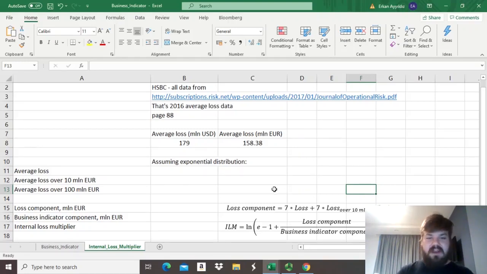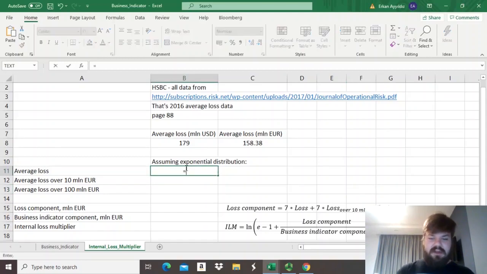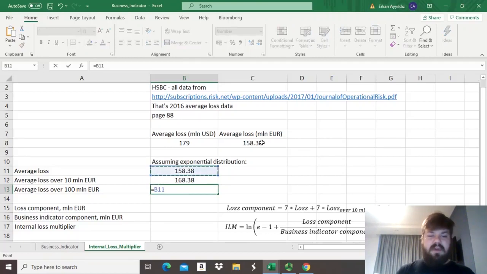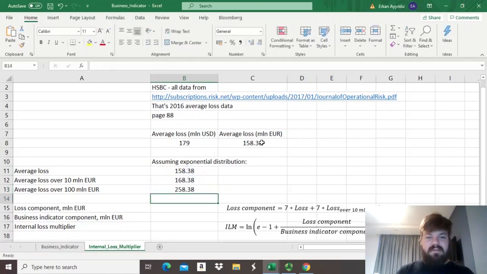But as for now, we're using the exponential distribution to model average losses and average losses exceeding 10 and 100 million euros. So the average loss is just 158.38. That's why we calculated that. And then, given the exponential distribution's zero memory, it's 158.38 plus 10 for losses exceeding 10 million, and 158.38 plus 100 for losses exceeding 100 million euros.